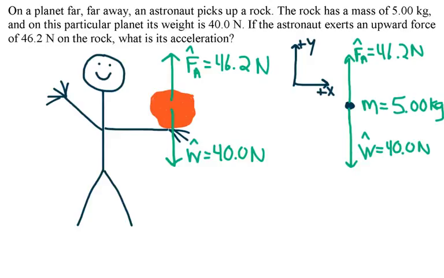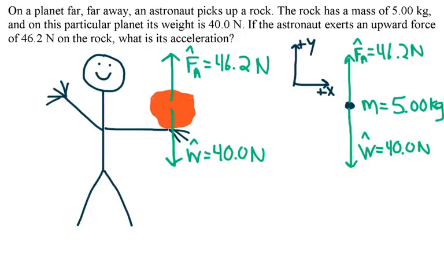Now, step number 4 says we need to break the forces into components. Well, in this problem, we've already got their components. Since the force applied by the astronaut and the weight of the rock are parallel to the y-axis, there is no x component to the force that the astronaut applies, and there's no x component for the weight, because they're both in the y direction.